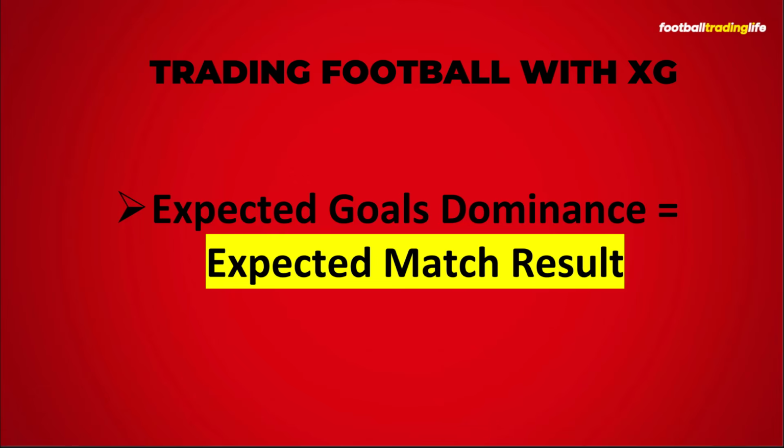Expected goals dominance can give us the expected match result. The real match result is going to lag behind the expected match result. So the match data itself could be telling us what the final result is expected to be. And if we're not on that particular result yet, then as a football trader, that's a pretty clear cut opportunity.